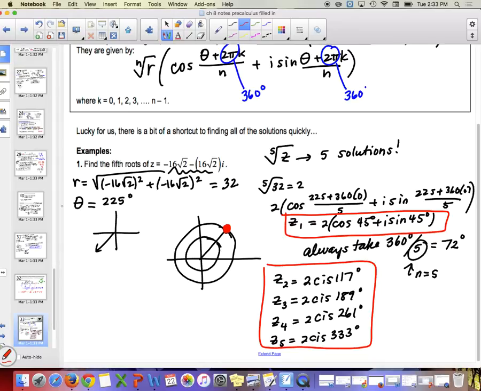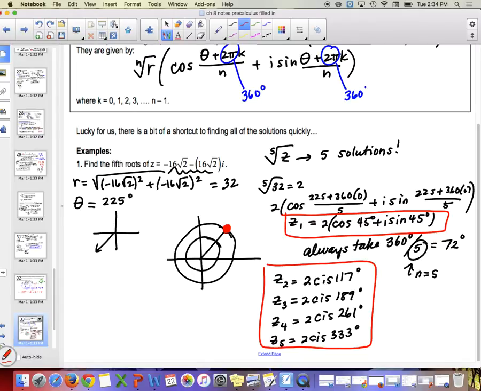You could find what that is in A plus BI form if you want to. How would you find it? Just multiply it in, right? All right, is everybody paying attention? I see people spacing out. So cosine of 45 is root 2 over 2. If I wanted A plus BI form, I would do 2 times root 2 over 2 plus I times root 2 over 2. That's what one of your last homework assignments was. So you would get root 2 plus I root 2. That's our first solution. I'm going to leave it in trigonometric or polar form.